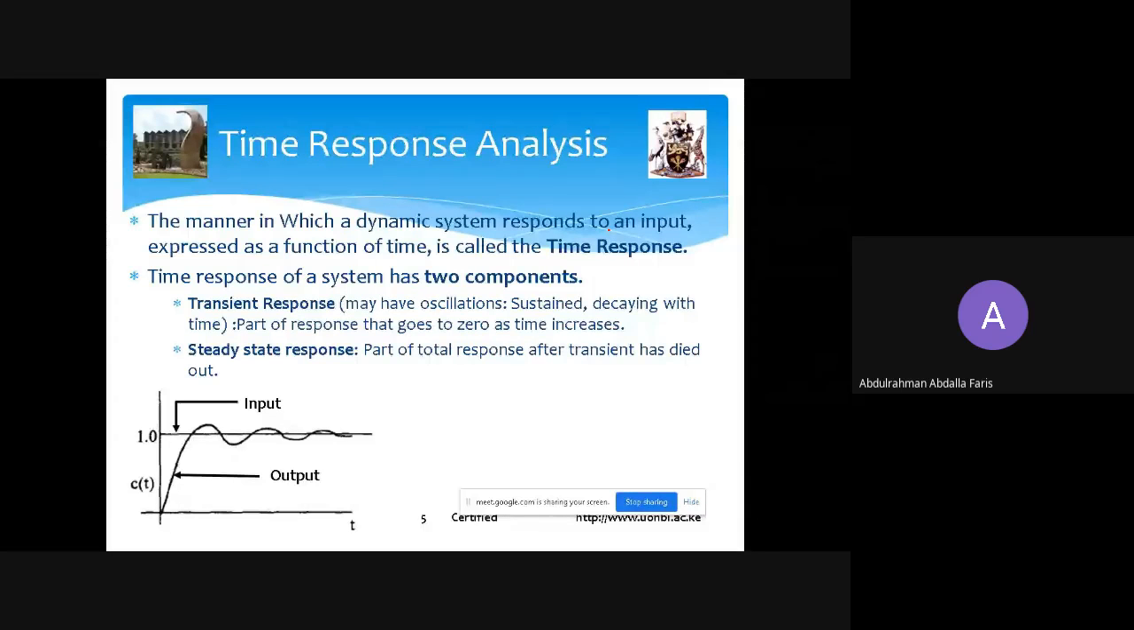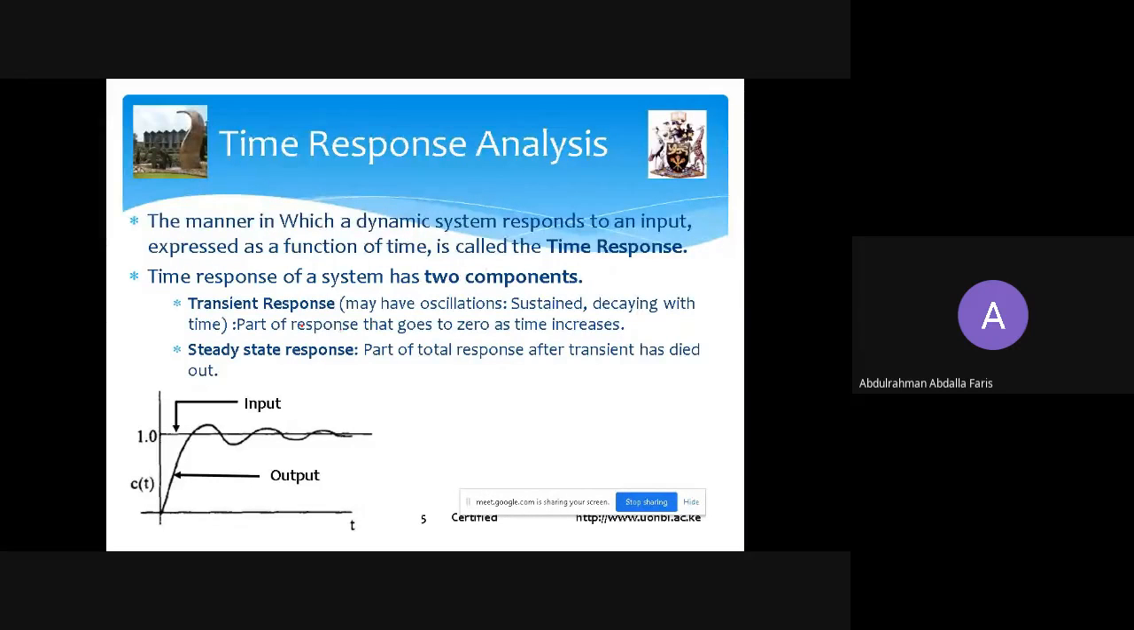So once we have our system and we want to check its response, the manner in which a dynamic system responds to an input that is expressed as a function of time, we call that time response. And time response has two components. Remember, in your differential equations in engineering maths, you were able to find two components in the solution: transient response and steady state.